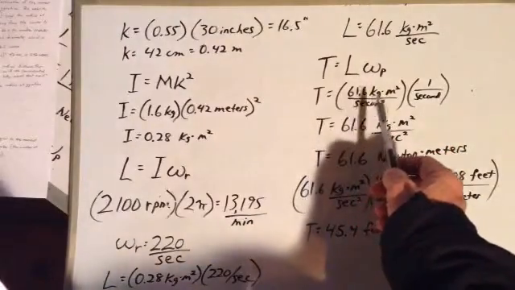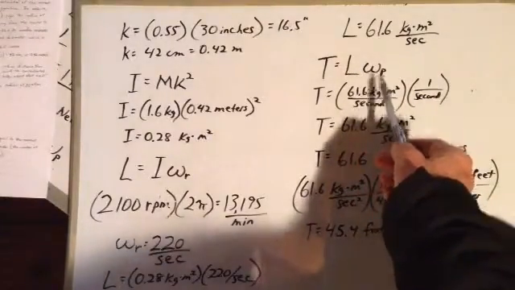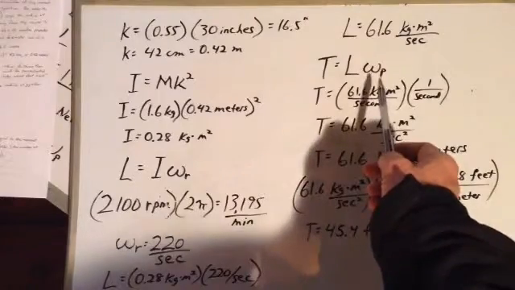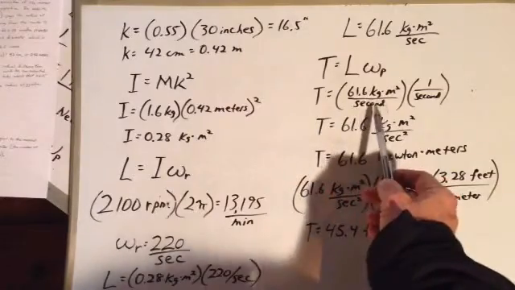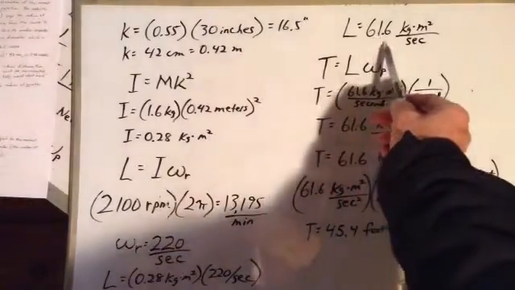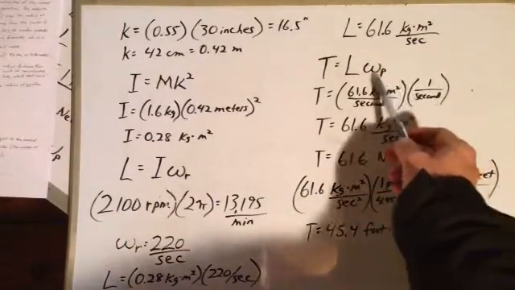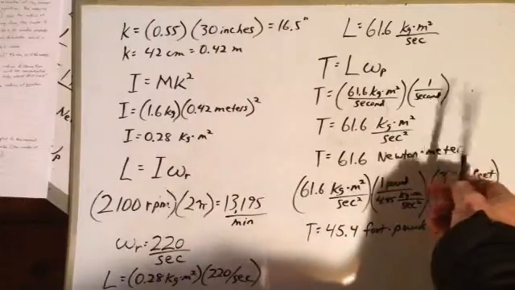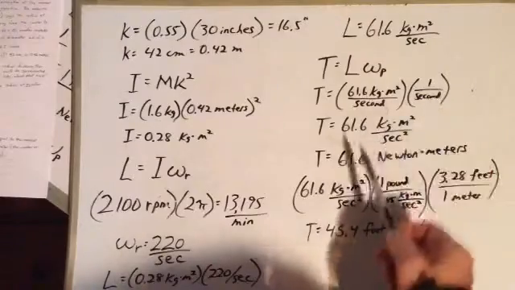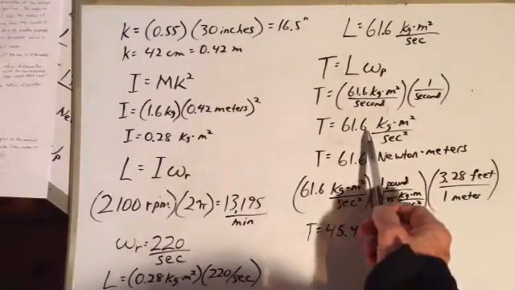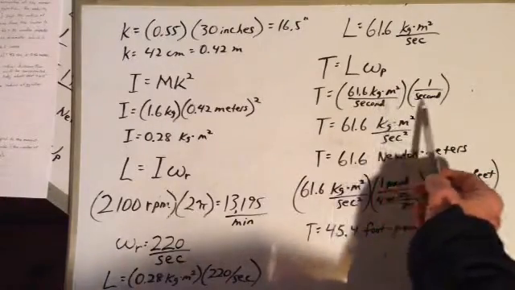So gyroscopic torque equals angular momentum times the precession rate, which we are assuming is 1 radian per second. So gyroscopic torque will be angular momentum, which we just figured out, 61.6 kilogram meter squared per second, times our precession rate. The nose is falling 1 radian per second, so 1 per second. Multiply that times that, and we get 61.6 again. Of course, our units are a little different. We have kilogram meter squared per second squared now.